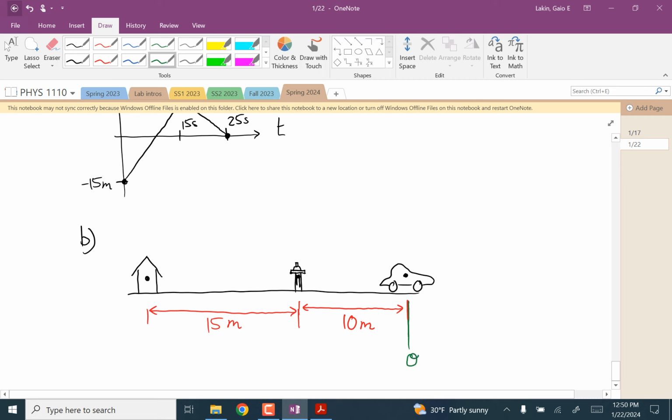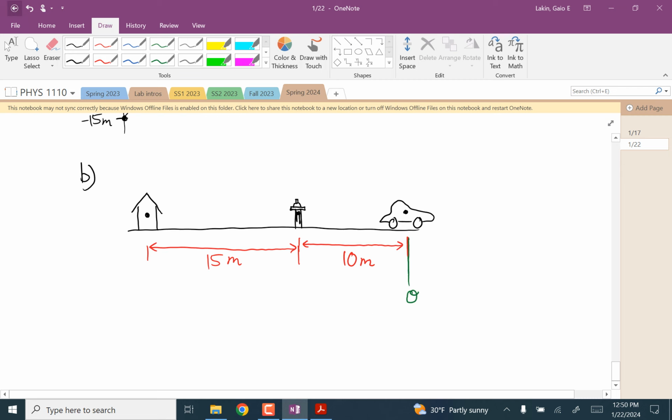So this time, 0 position is there. Positive is this way, which means negative would be this way. If you start at 0 and go 10 meters in the positive direction, where would you be? Yep, positive 10. And now if you start at positive 10 and go another 15 meters in the positive direction, where would you be here? 25, yep.